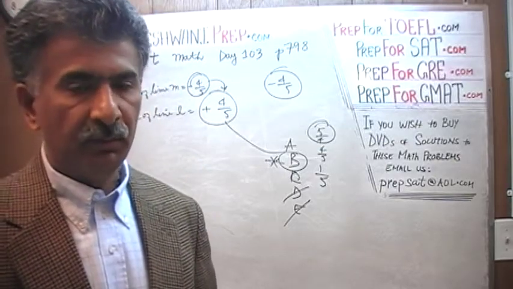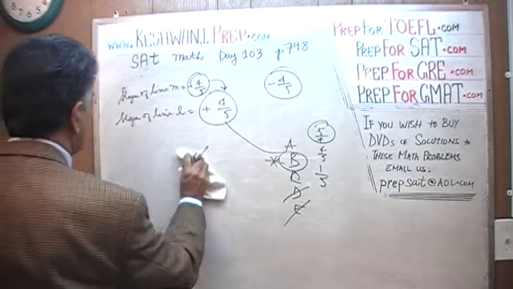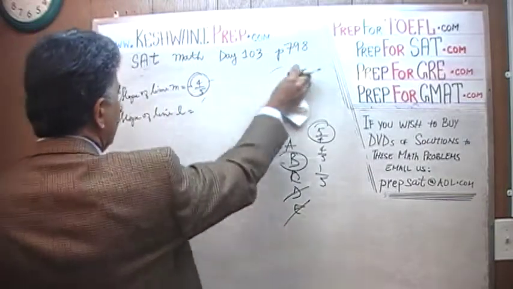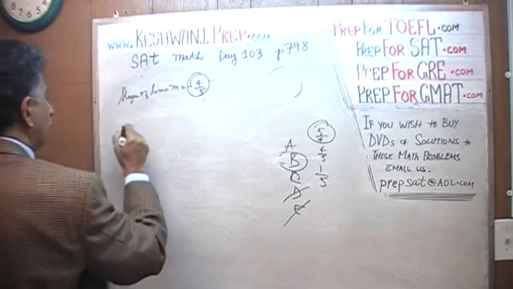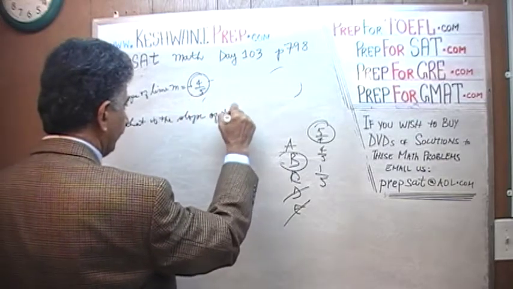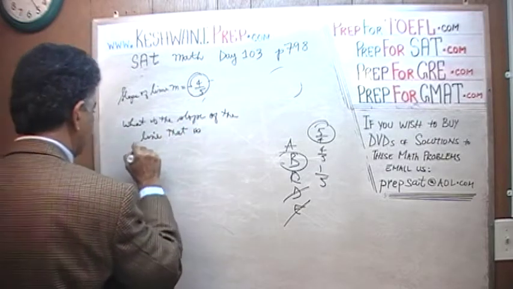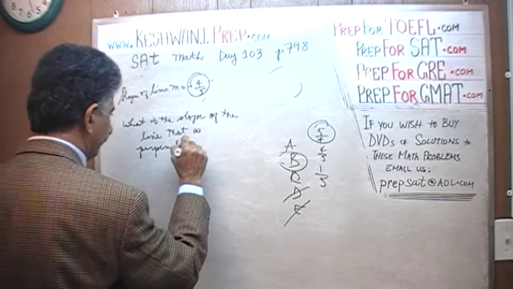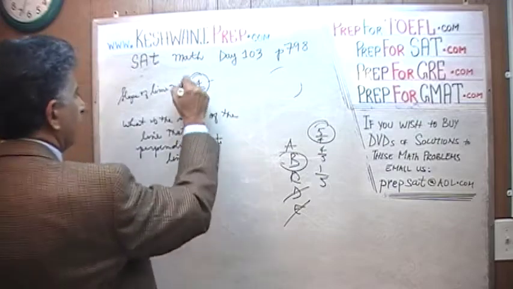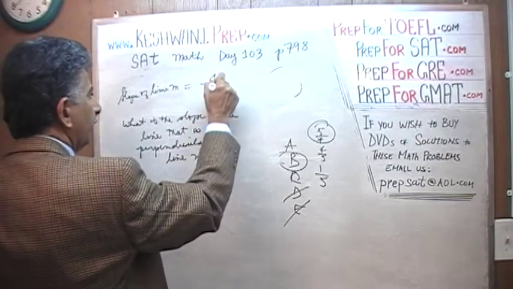If there are two lines that are perpendicular to each other, let's do one example, even though the question does not ask us for it. We're going to have the same answer choices as before. Now the question is, what is the slope of the line that is perpendicular to line M? Line M is this line with a slope of -4/5.